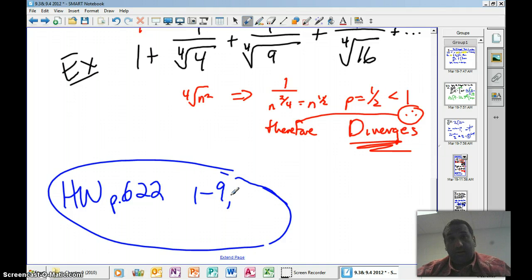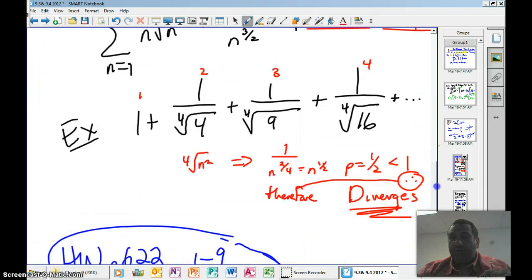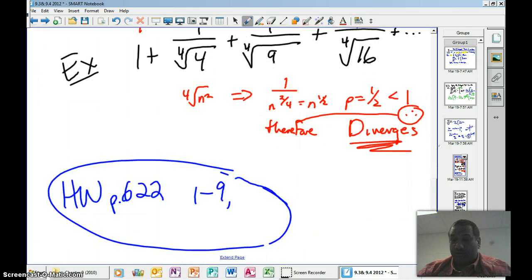Okay? So just to recap, you looked at 2 things: the p-series and the integral test. For the integral, you just take the integral. For the p-series, you look at the p. If it's less than 1, it diverges. Greater than 1, it converges. Equals 1, we're in trouble. So that's where we're at. Greater than 1, converge. Less than 1, diverge.